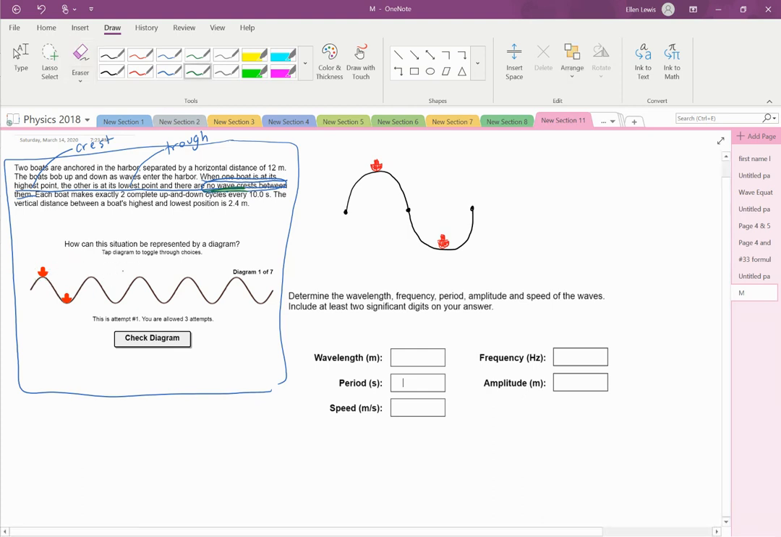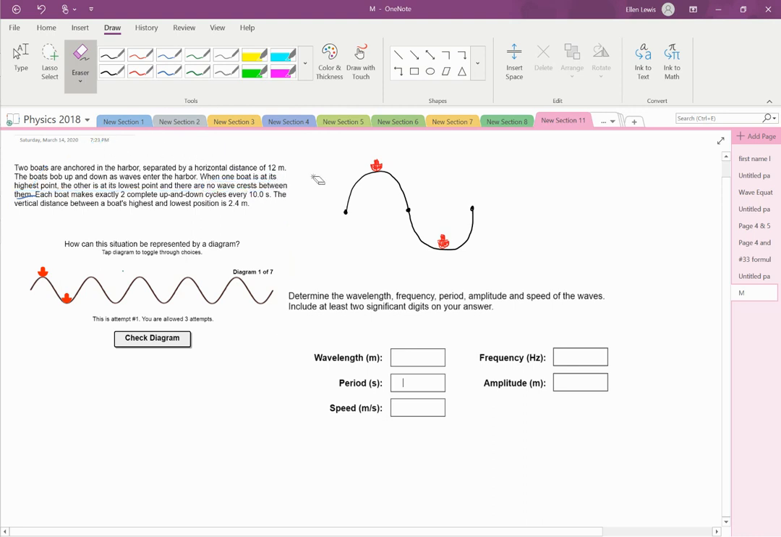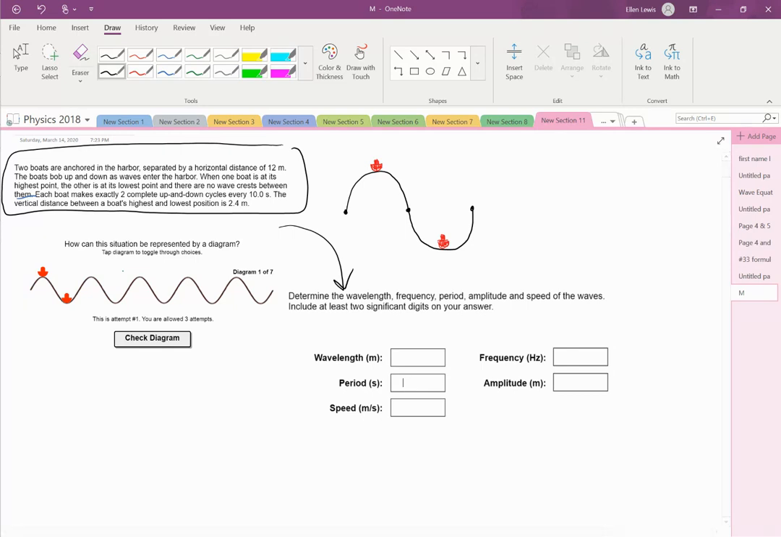Okay, so now moving on to the second question, you would get this same paragraph, but now you have to answer a whole bunch of questions about the wave itself, the wave entering the harbor. So what we need to figure out is the wavelength, the frequency, the period, the amplitude, and the speed of those waves.